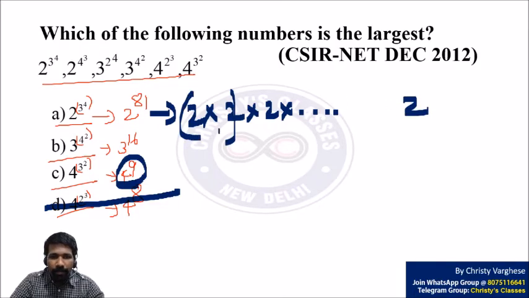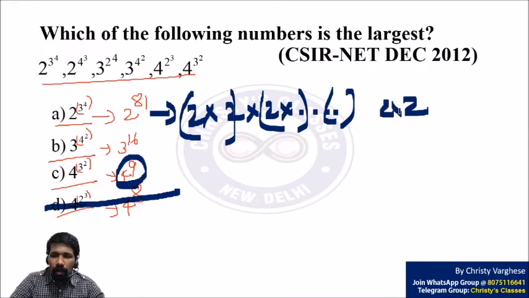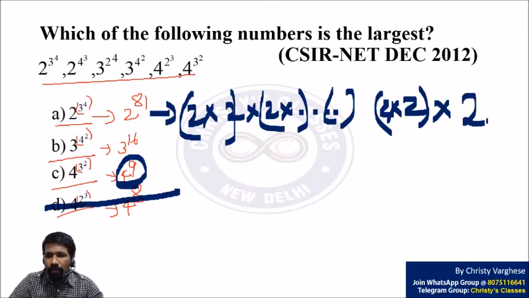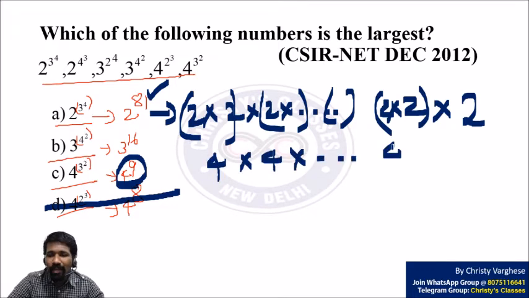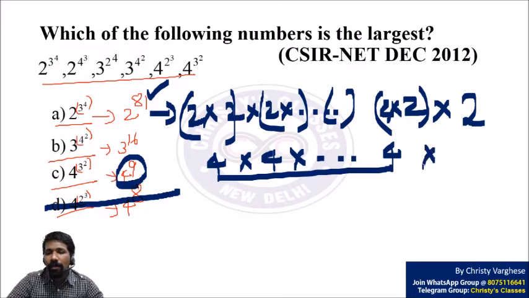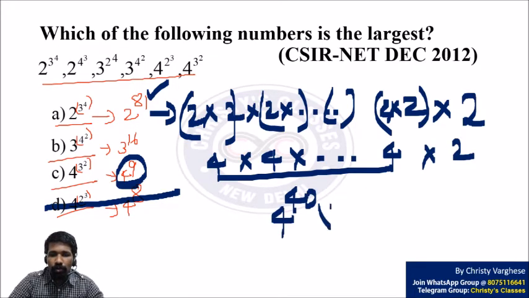Now, pair it up. 2 into 2, another 2 into 2, another 2 into 2. How many 2 into 2 pairs are possible? Try to pair it up. But finally, one 2 will be left without a partner because 81 is an odd number. So, how many 2's can you pair up? 80 2's you can pair up to make it 4 into 4 into 4 into 4, 40 times, but a 2 remaining. That means we can say it is 4 raised to 40 into 2.